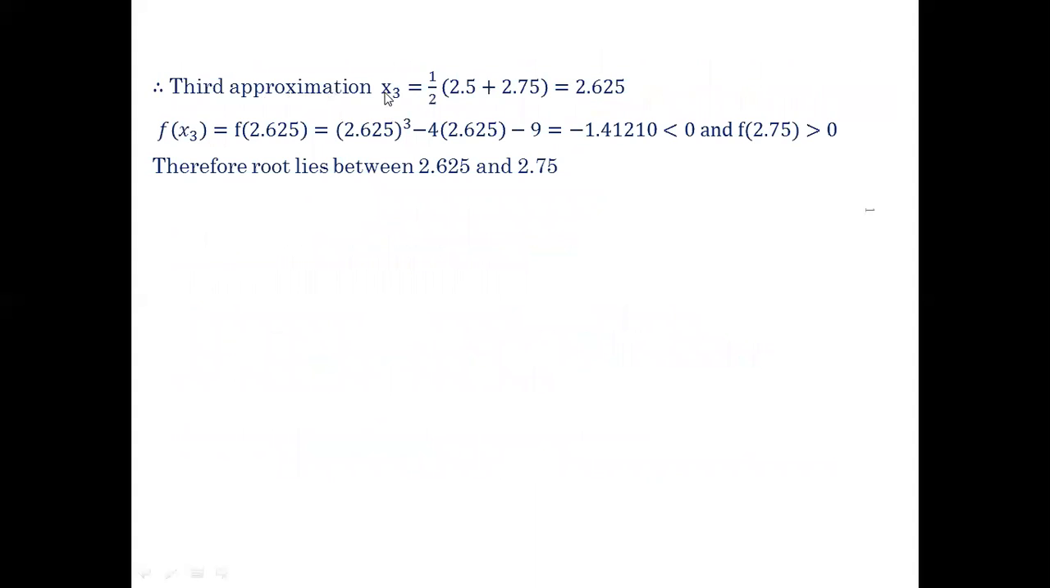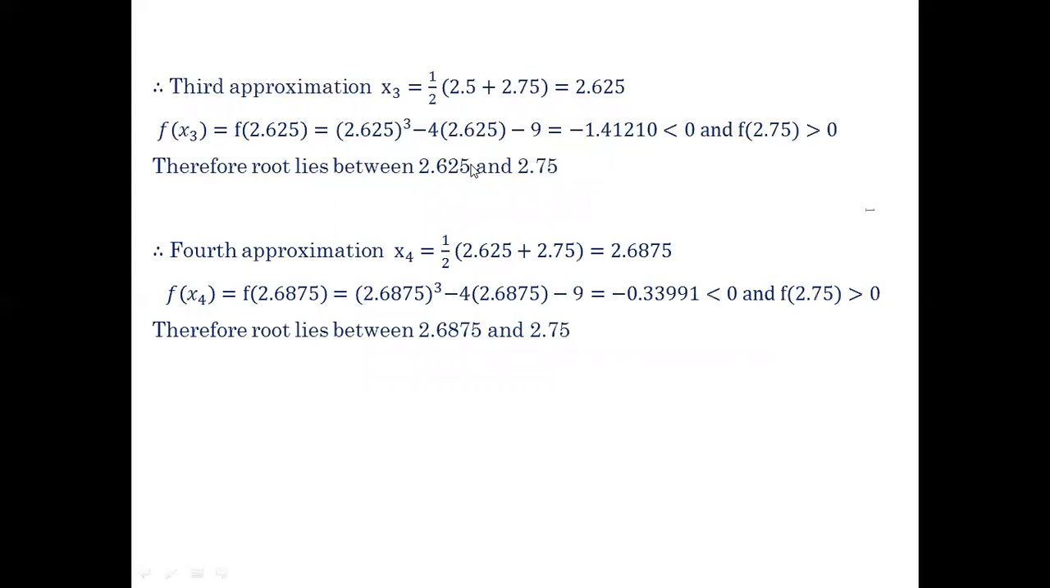Therefore, the third approximation x3 is equal to 1 by 2 into 2.5 plus 2.75, which is equal to 2.625. So f of x3 is equal to f of 2.625, which is x cube minus 4x minus 9, that is 2.625 whole cube minus 4 into 2.625 minus 9, which is equal to minus 1.41210, less than 0. The next positive value is f of 2.75, greater than 0. Therefore, the root lies between 2.625 and 2.75.